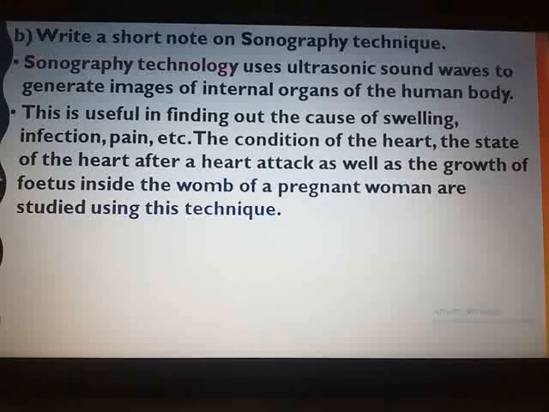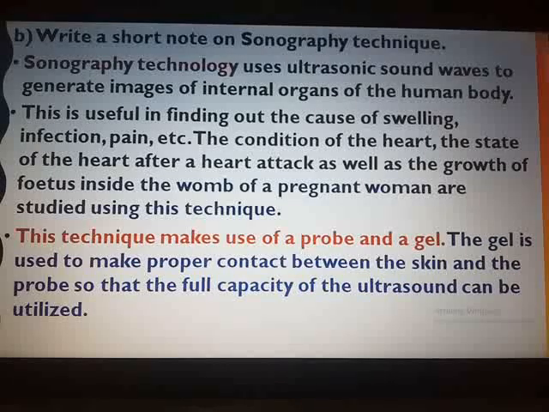This point you can surely shorten up: the sonography technique is used to find out the condition of the heart after or before a heart attack, or to find out the growth of the fetus, or to detect any swelling, infection, etc. This way you can shorten the second point.